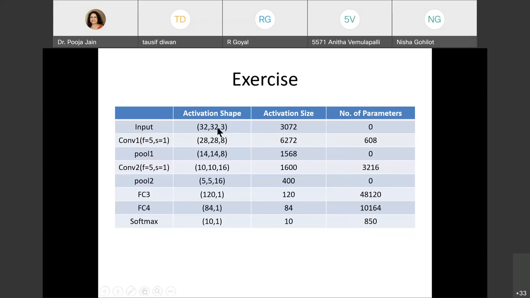Then what will happen is 32 cross 32 is getting transformed to 28 cross 28. How? 32 minus 5 plus 1. It is nothing but 28 cross 28. Okay. So the final output is 28 cross 28 cross 8. Total values is this 6272. And this is the number of parameters. Can you tell me what is this 8 over here?